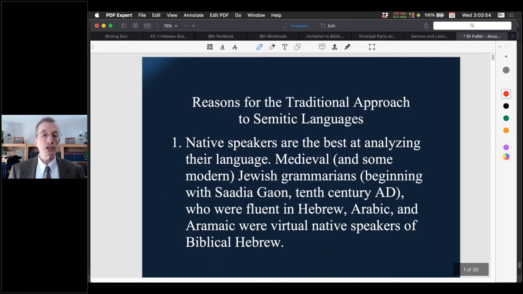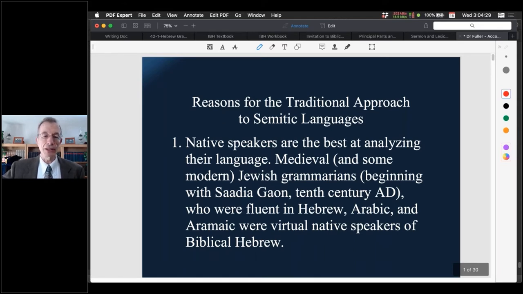Therefore, medieval and even some modern Jewish grammarians, and when I talk about medieval, I'm beginning with Saadia Gaon, he's like 10th century AD, who were fluent in Hebrew, Arabic, and Aramaic, were virtual native speakers of biblical Hebrew. It'd be really similar to, let's say, Elizabethan English to us. Yes, we're not native speakers of Elizabethan English, but yet at the same time, with a bit of study, we could be pretty close.